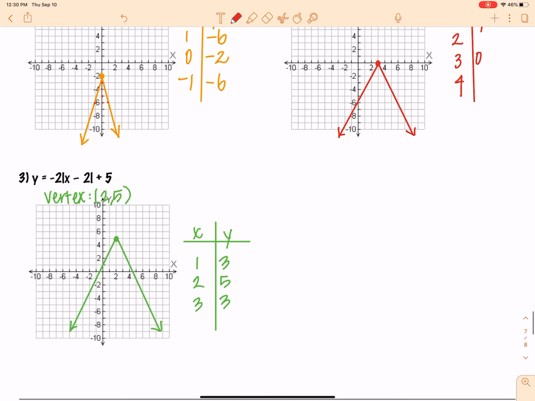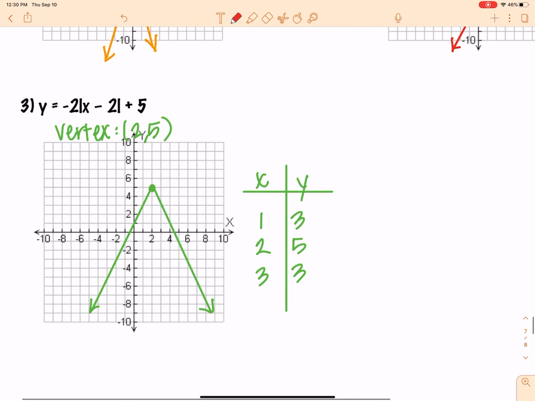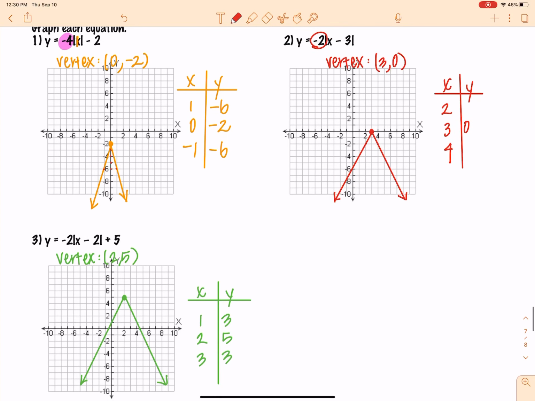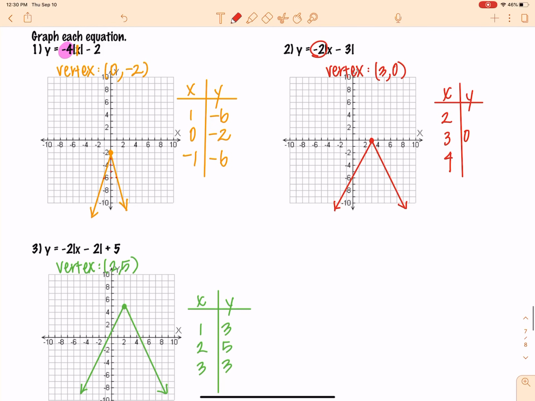All right, your graph here, you should have your vertex at (2, 5). And then you could either make a table like I did here, or you can just count the slope, which is down 2/1. And that is all of piecewise functions and absolute values. So please now, and particularly, do your ALEKS topics on this before you do any exit tickets.